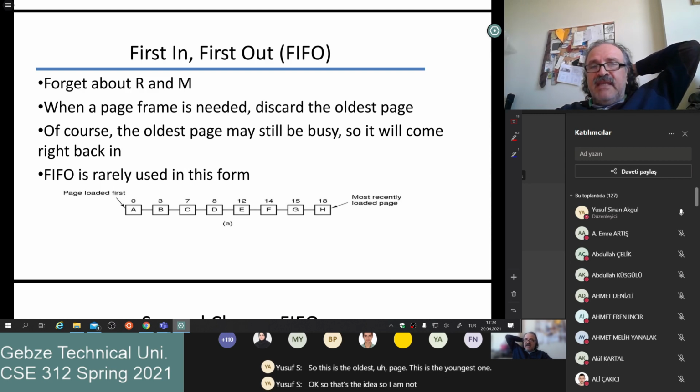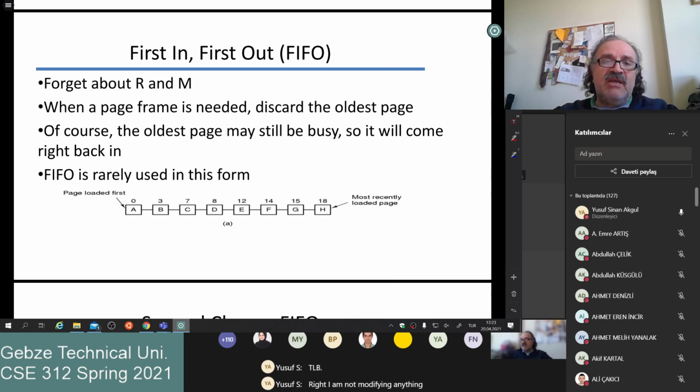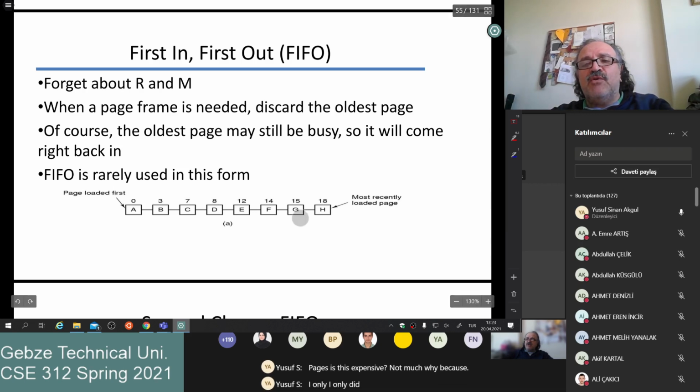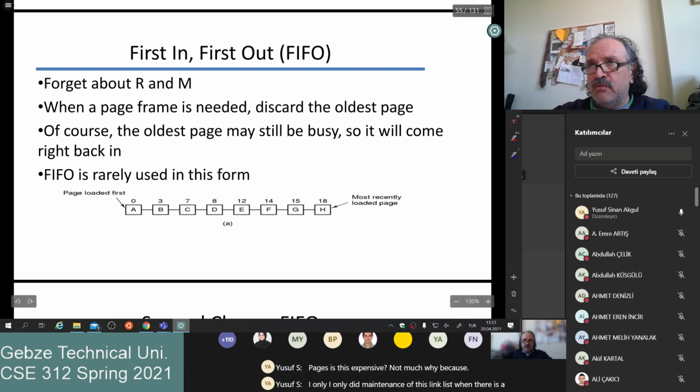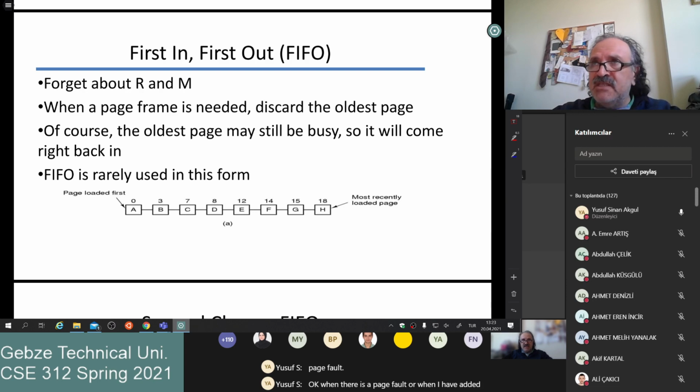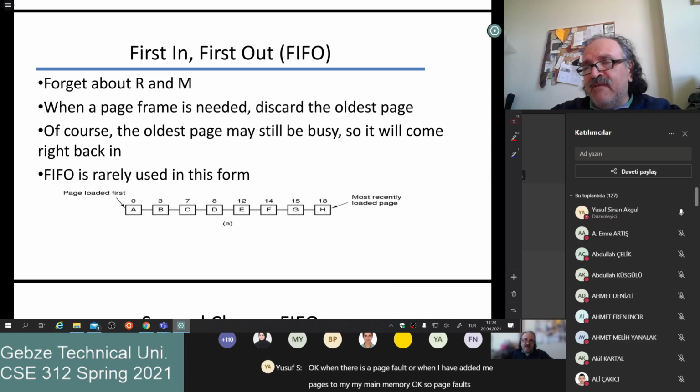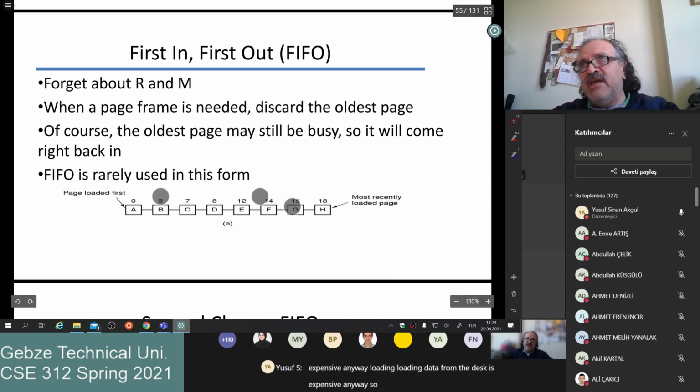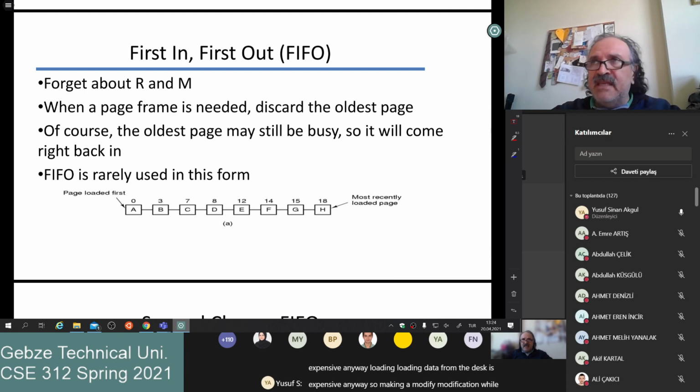So I am not modifying anything in the TLB, right? I am not modifying anything in the page table, but I am keeping this linked list of pages. Is this expensive? Not much. Why? Because I only do the maintenance of this linked list when there is a page fault, or when I have added new pages to my main memory. Page faults are expensive anyway. Loading data from the disk is expensive anyway. So making a modification while doing those is not that expensive.